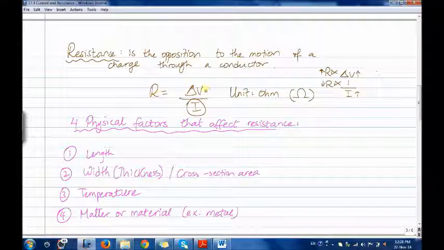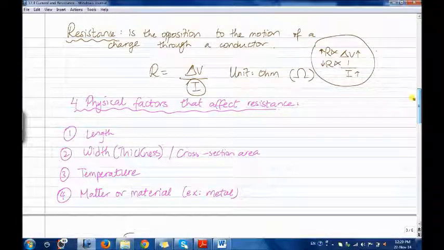As you will know, R is inversely proportional to I, and it's directly proportional to ΔV. So as the resistance increases, ΔV increases. But then as the resistance increases, I would decrease, as here.